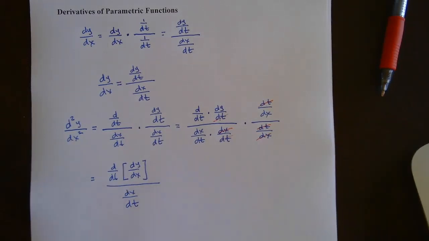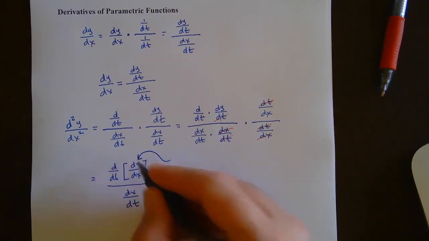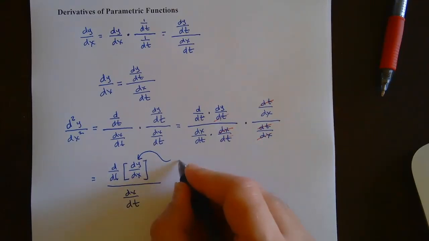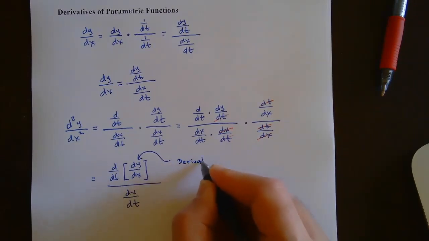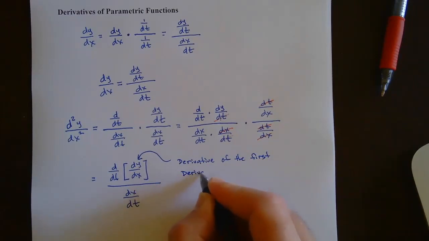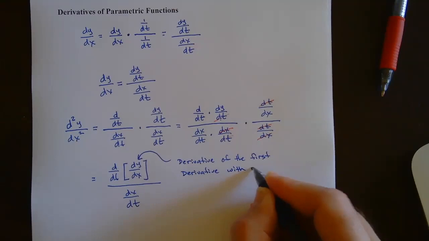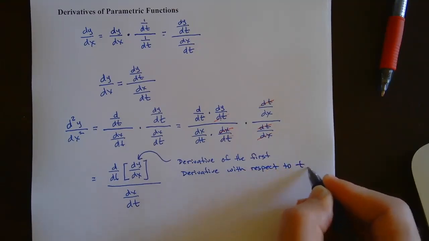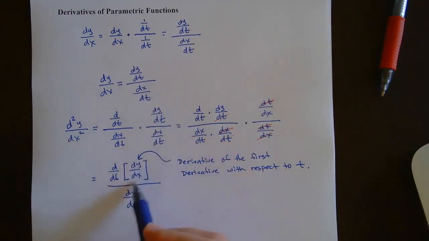Okay, so to find the second derivative, you have to find the first derivative, that's this one, right? And then we have to take the derivative with respect to time of that and divide that by the derivative of x in terms of t, right? We have to take the derivative of x with respect to time, okay? So this right here is the derivative of the first derivative. This numerator is the derivative of the first derivative with respect to t. So whatever we get right here, we're going to put right here and take the derivative with respect to time, and then the denominator is just going to be dx over dt.